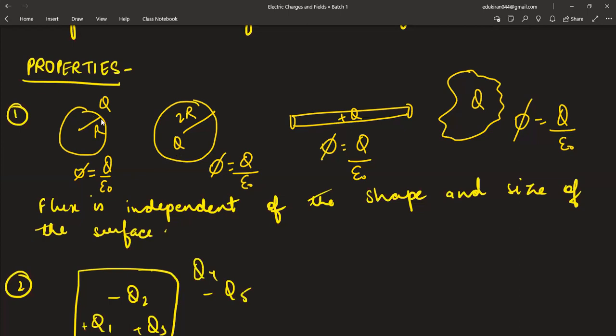If the charge enclosed is same in both the bodies, having the radius R and the radius 2R, my flux will be same. Like this is a rod which has charge Q. So flux is Q by epsilon naught. Similarly, here is a random shape and figure. So this is Q by epsilon naught.